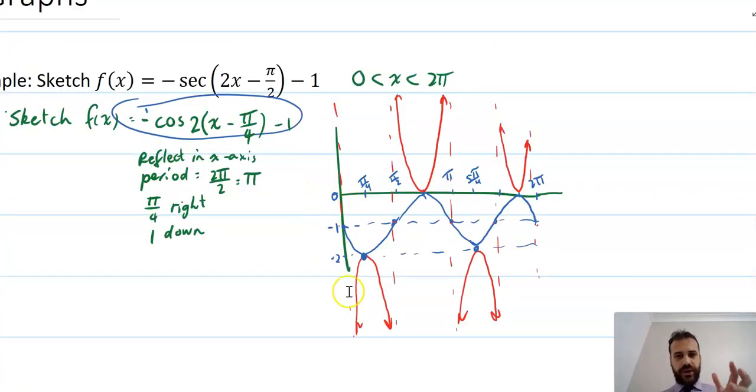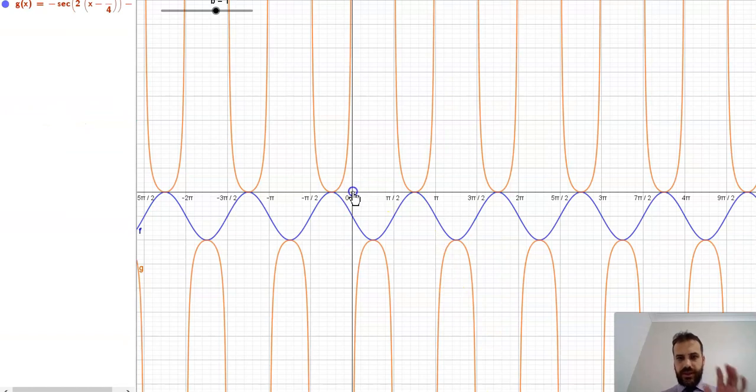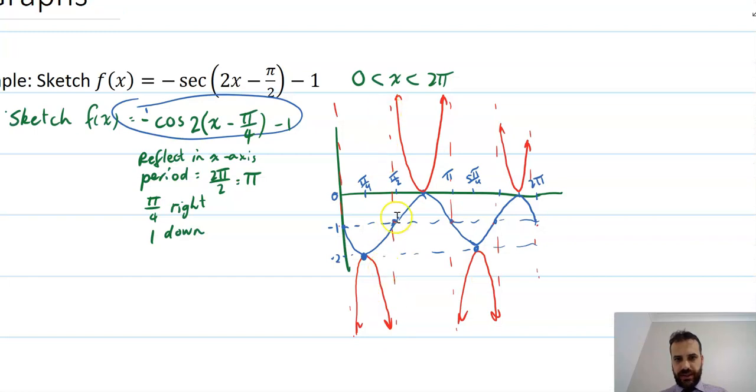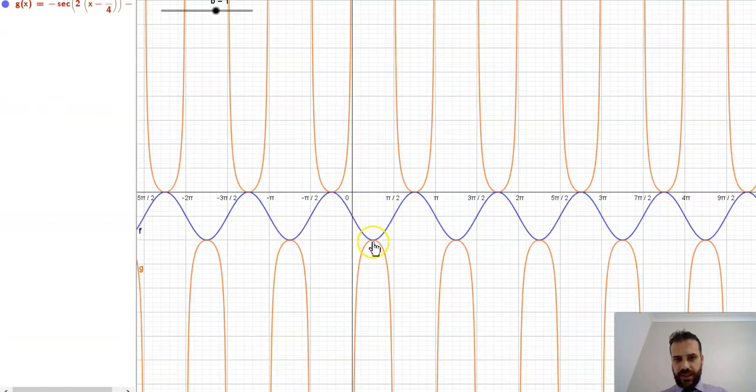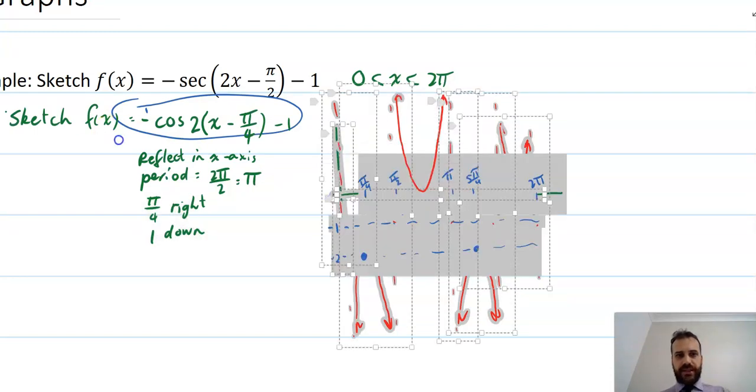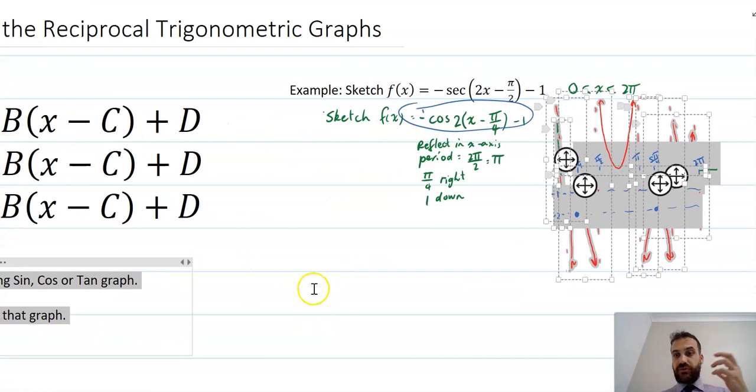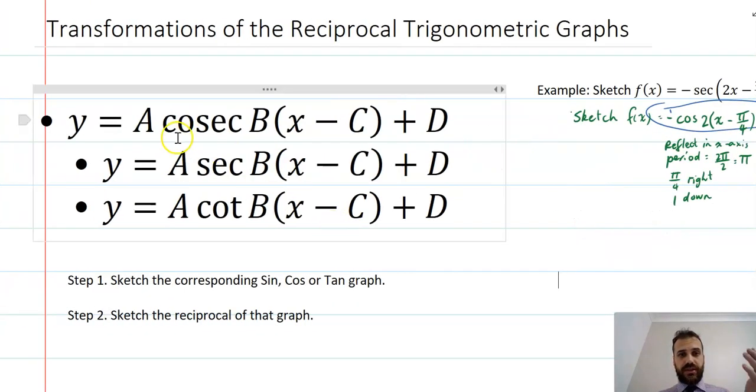What did I do? Well, I know my sketching isn't the best, but if we take a look at GeoGebra, you can see that this blue is what our cosine function was, and this orange is what we were actually supposed to be sketching. You can see it's got asymptotes at pi on 2. Mine, I hope, has an asymptote at pi on 2. You can see it has an extreme here at pi on 4. Mine has an extreme at pi on 4. So, look, I think we've done all right. Again, as long as you know how to sketch a trig function, you can sketch one of these reciprocal trig functions.